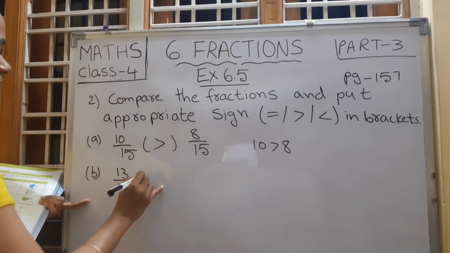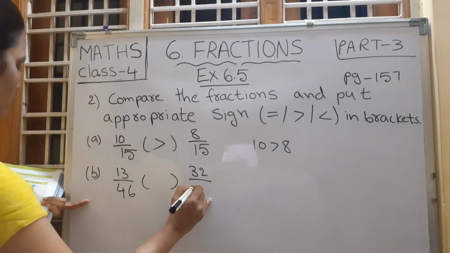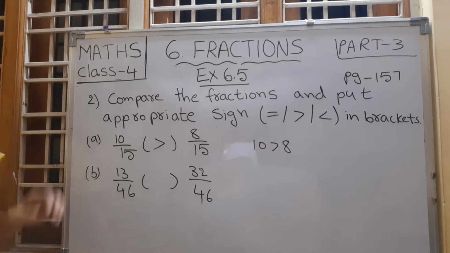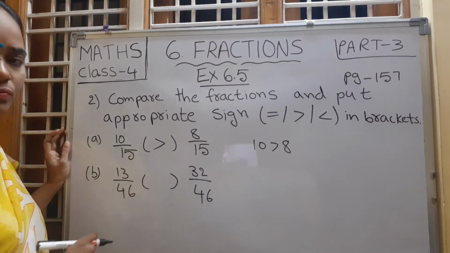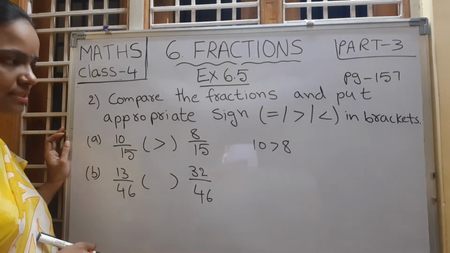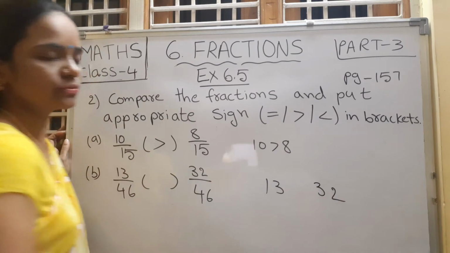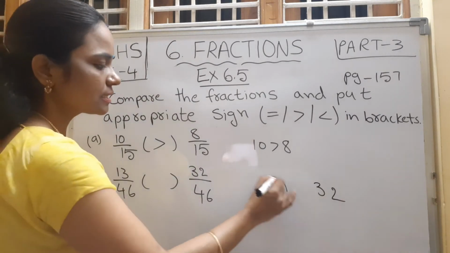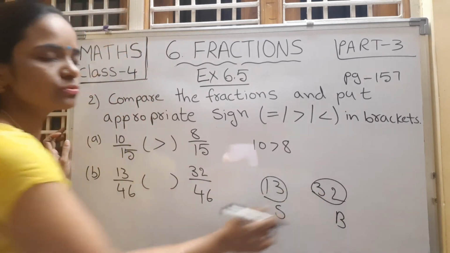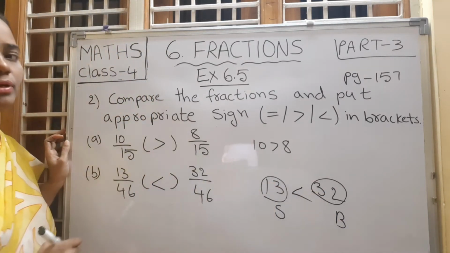(b) 13 by 46, 32 by 46. Okay, compare these two fractions now. 13 by 46, 32 by 46. Check the numerators here, 13 and 32. Which is big, which is small, children? This is a smaller number and this is a bigger number. So compare these two numbers here. 13 is less than 32. So put the less than symbol.